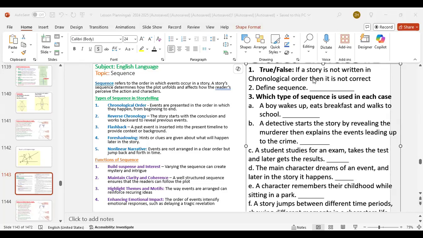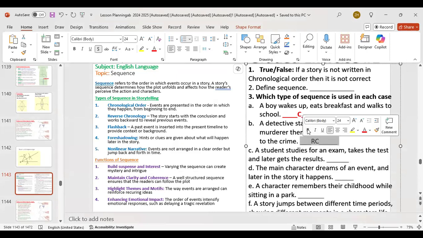Which type of sequence is used in each case? A, a boy wakes up, eats breakfast, and walks to school. What is that? Chronological order. Why? Because he woke up first, ate breakfast, and then walked to school. Very good. B, a detective starts a story by revealing the murderer, then explains the events leading up to the crime. Reverse chronological order. Why? Because he revealed the ending first. Very good.